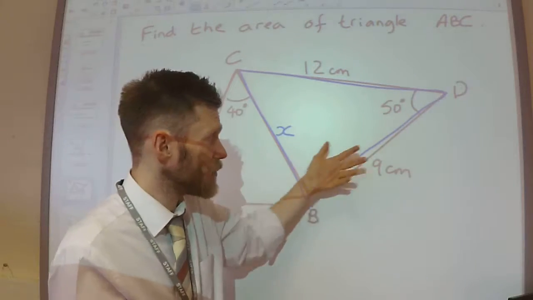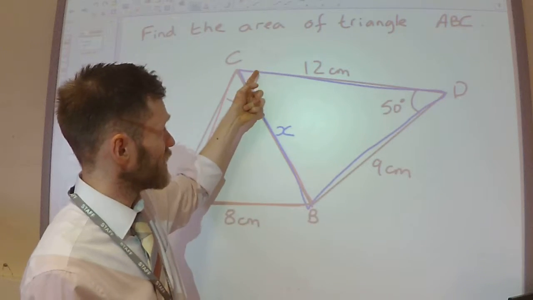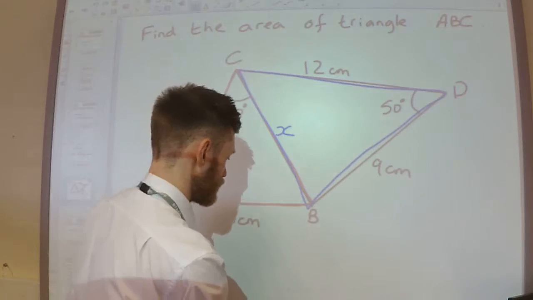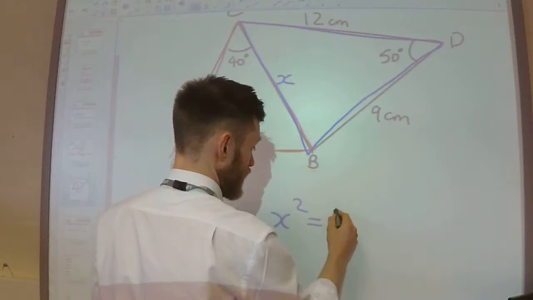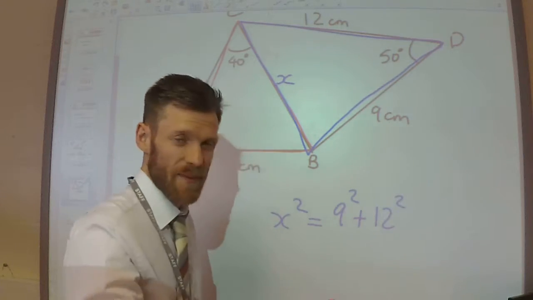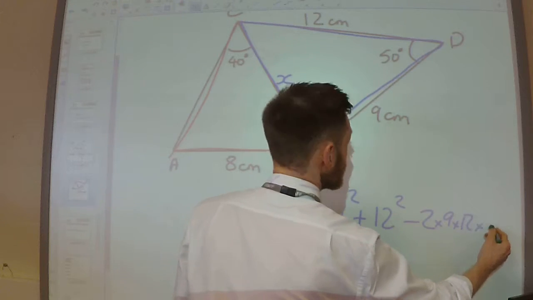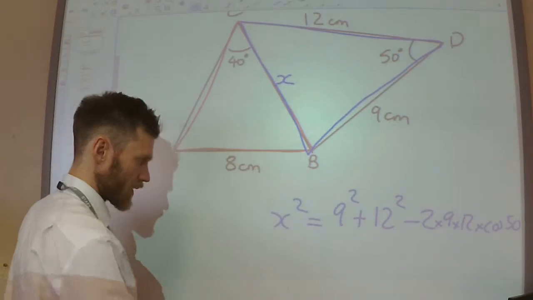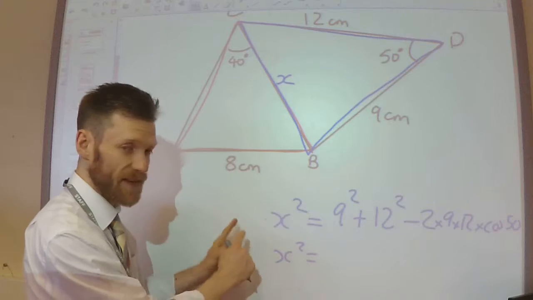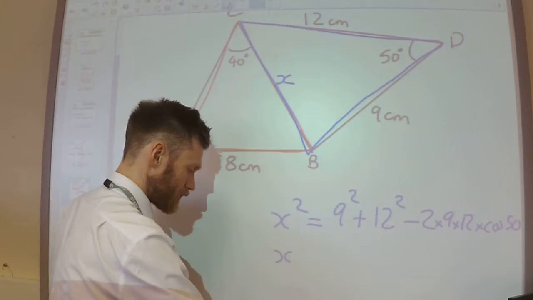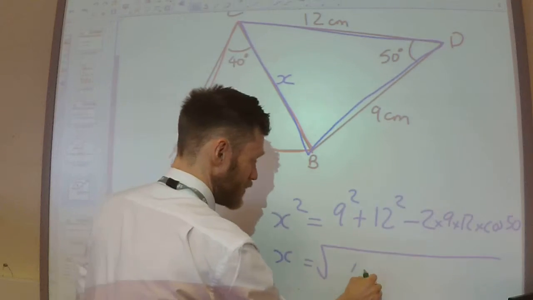I'm going to use the cosine rule because there's no pairs matching up here. I know this angle but I don't know this side. I know this side but I don't know that angle. So I'm going to have to use the cosine rule. So x squared equals 9 squared plus 12 squared. Remember, you could do those the other way around if you prefer, doesn't matter. Minus 2 times 9 times 12 times cos 50. Substitute all that into your calculator. And just remember that gives you x squared. So to get x, you're going to want to square root your answer.